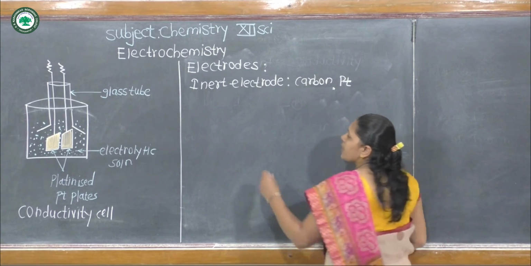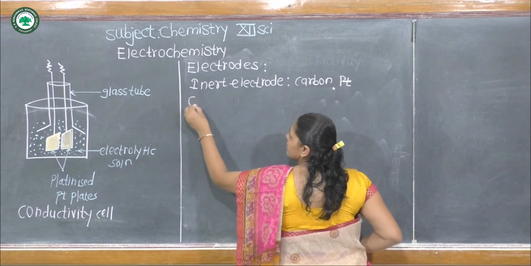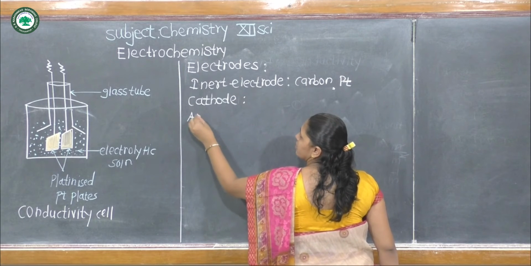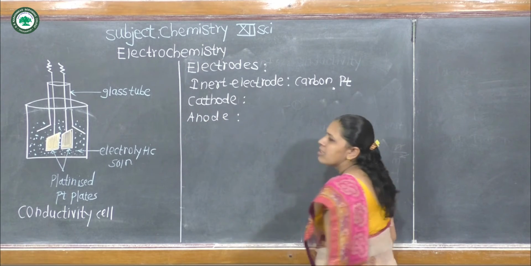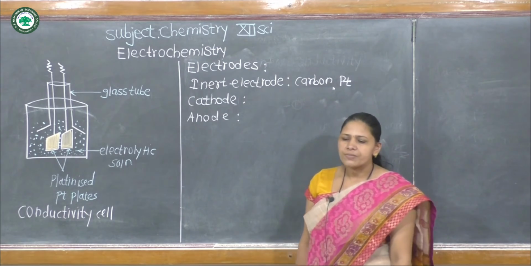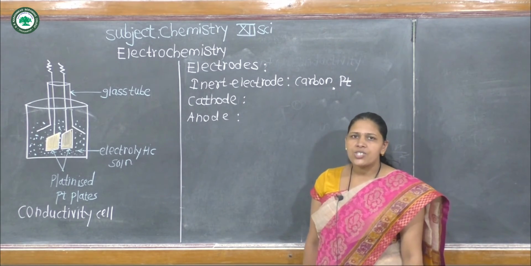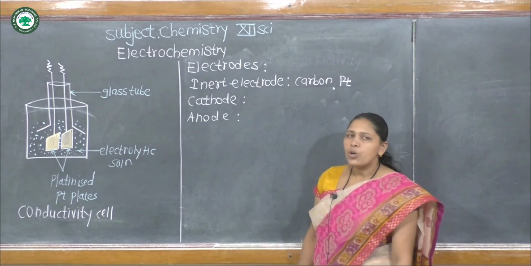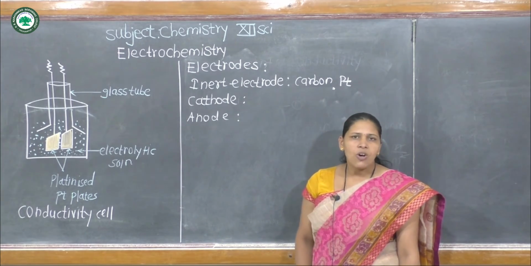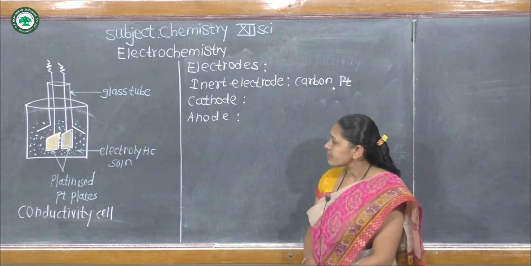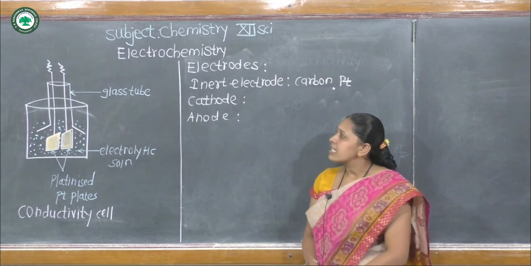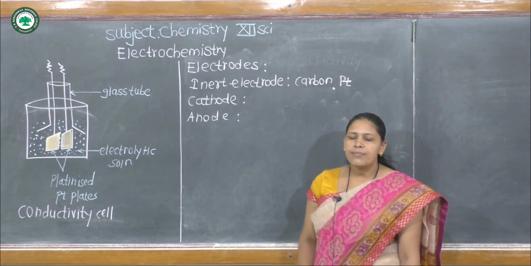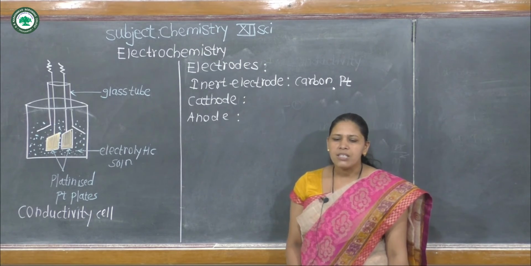Then there are two types of electrode. First is cathode, second is anode. First, what is meant by cathode? It is an electrode on which reduction reaction takes place, that is called cathode. Anode is an electrode on which oxidation reaction takes place. Cathode and anode may be positive or negative depending on the type of electrochemical cell.